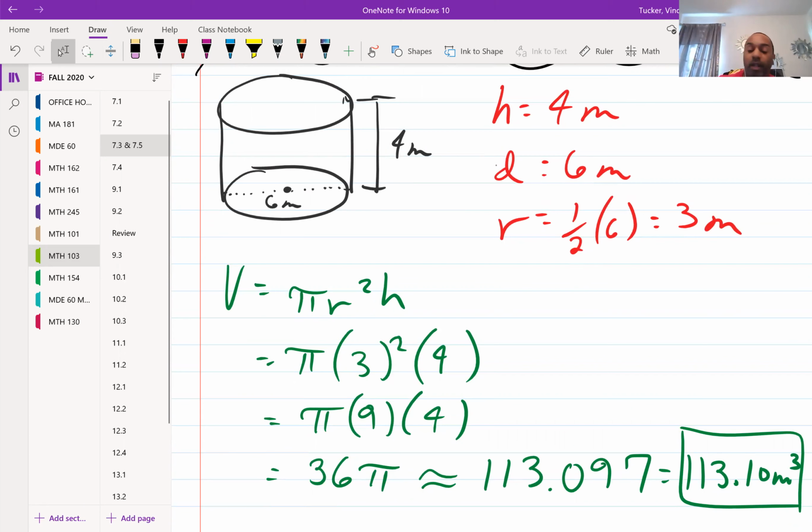And make sure you pay attention to that because they will mark it wrong. If they ask for the 100th place and you give the 10th place, or whatever the case may be, make sure you pay attention to the rounding place.